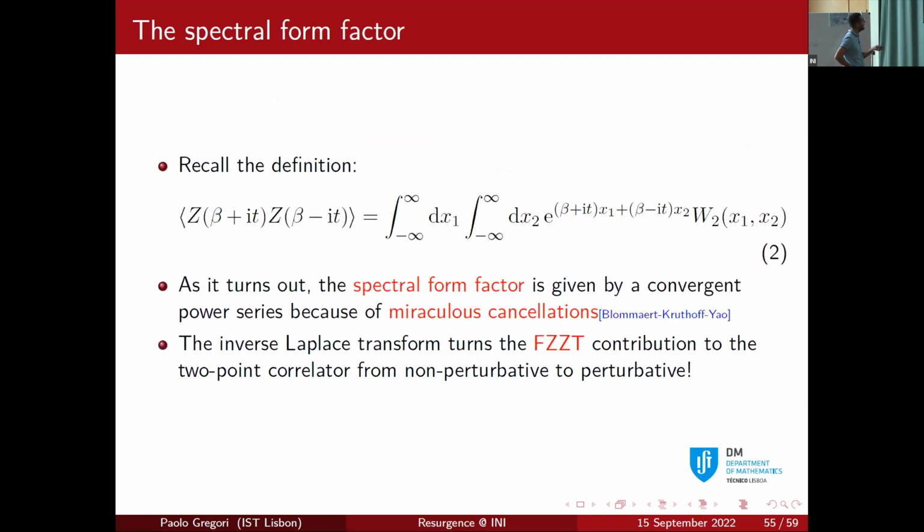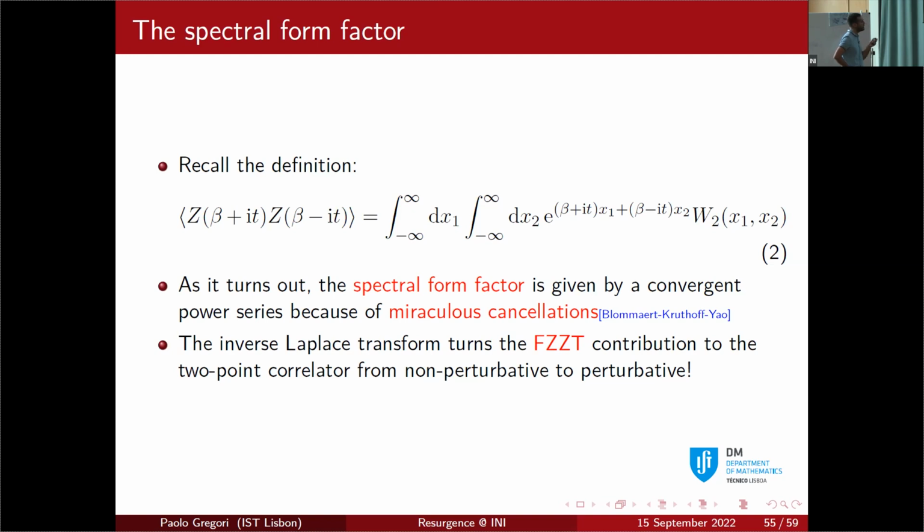Another story that is interesting is the story of the spectral form factor. I told you before that this is an observable we are very interested in because it tells us about black holes and quantum chaos. Actually, the story is a bit less clear than, for example, in the spectral density, because a very recent result showed that the spectral form factor is actually given by a convergent power series, because, by the way it's defined, and because of properties of intersection numbers and Weil-Petersson volumes, there are some miraculous cancellations which turn the defining power series that constructs the spectral form factor into a convergent one.